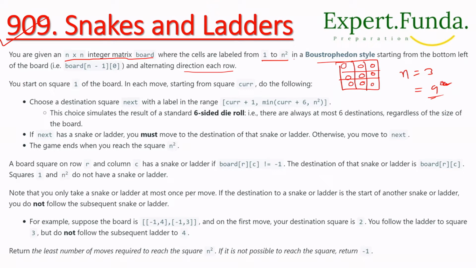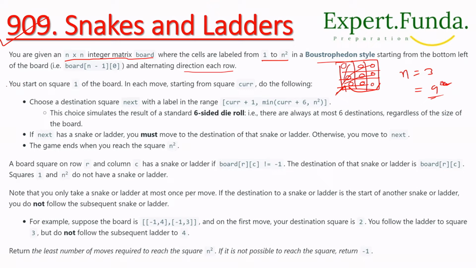Now it is saying Boustrophedon style, starting from the bottom left of the board and alternating direction each row. It is saying that we will start from the bottom left here. This is the bottom left of the board. We will start from here and then we will move in each direction. Either we will go this way, or this way. These are the possibilities we have, correct?